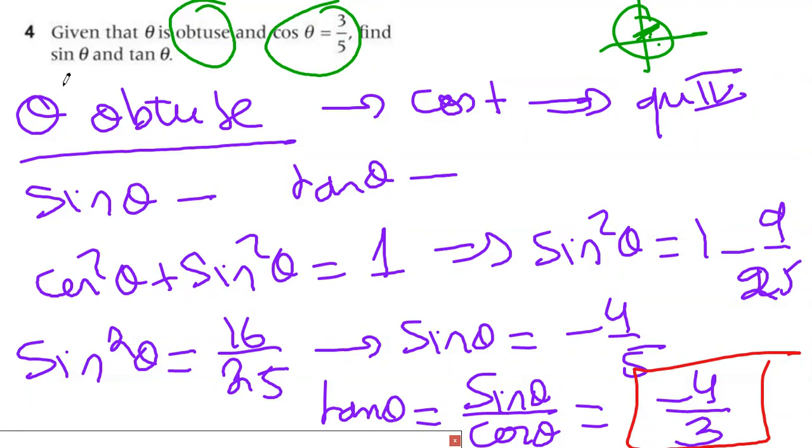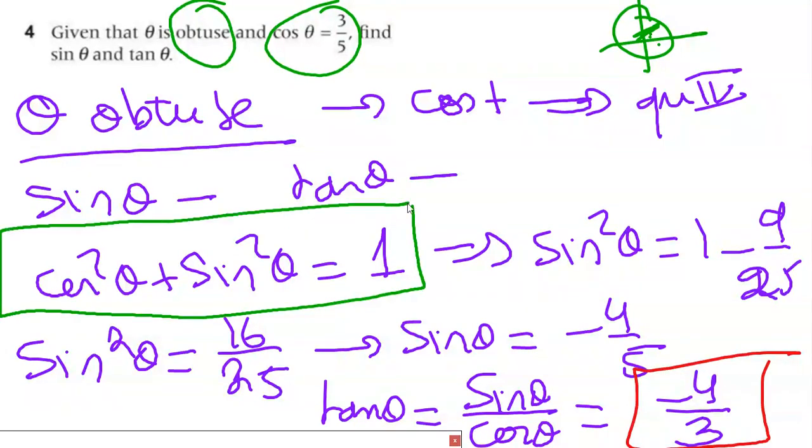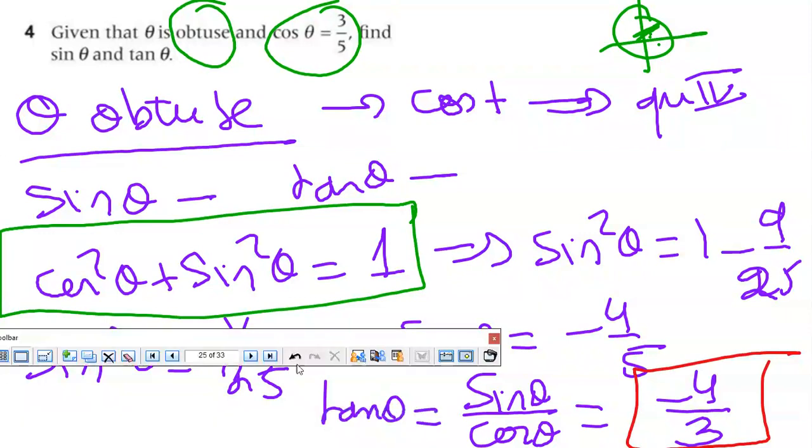Quadrant 4 means sine is negative. So how are we going to find sine and tangent? We're going to use our famous formula: sine squared theta plus cosine squared theta is equal to 1. Solving for sine, 1 minus 9 over 25 gives me 16 over 25. So sine is plus or minus 4 over 5, but because we know the angle is in quadrant 4, it should be negative, so I'll take minus 4 over 5 for sine, and tangent is sine over cosine, which gives me minus 4 over 3.